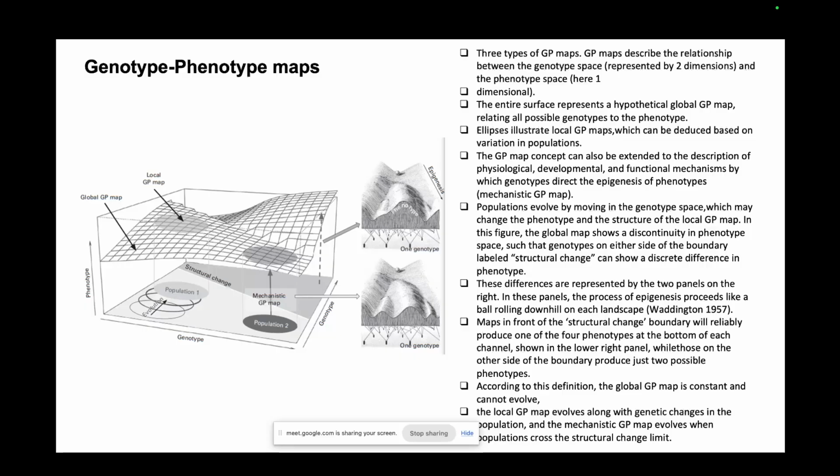And populations evolve by moving. So what happens is they move into the genotype space, which changes the phenotype and the structure of the local genotype phenotype map, and that is how evolution occurs.